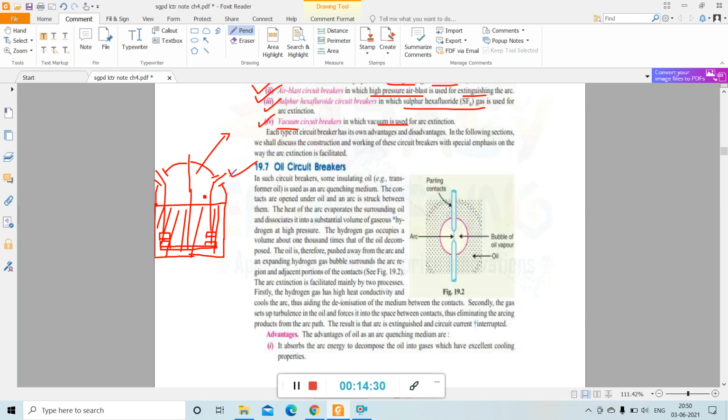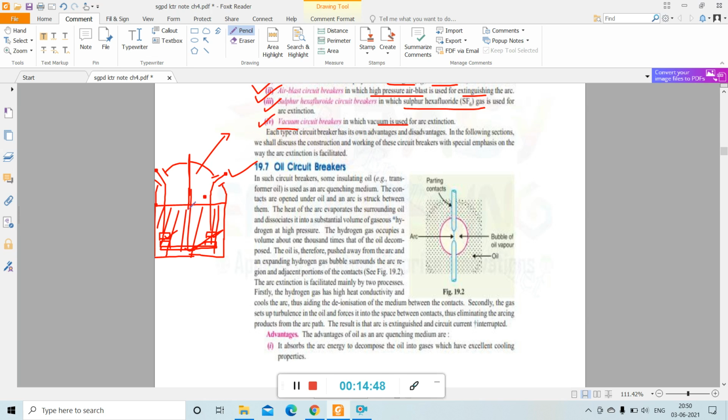This is the contacts terminal. This is one terminal, this is one terminal. Okay, and this is the fixed contact. This part is fixed contact and this part is fixed contact, and this acts as the moving contact. Okay, so this is a plunger connected with the moving contact.